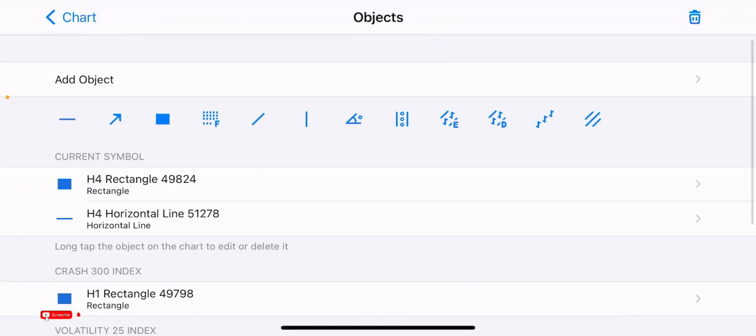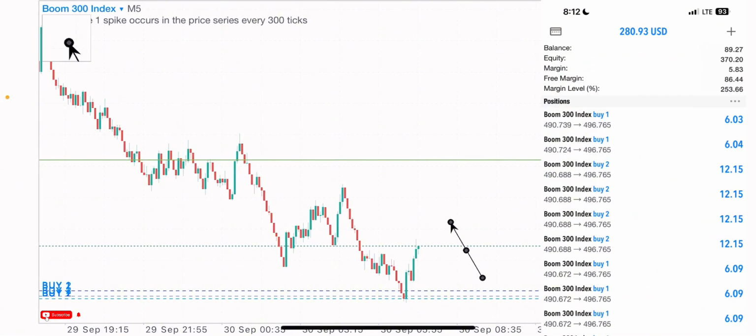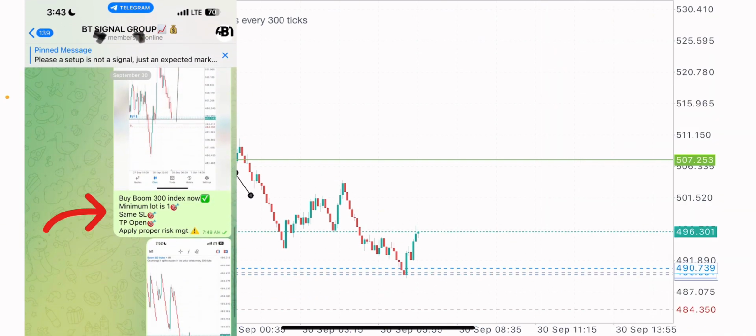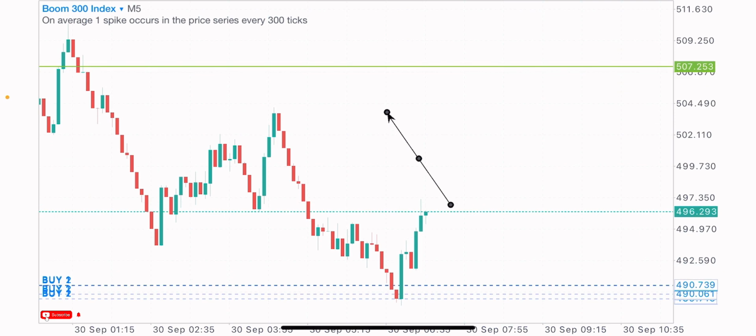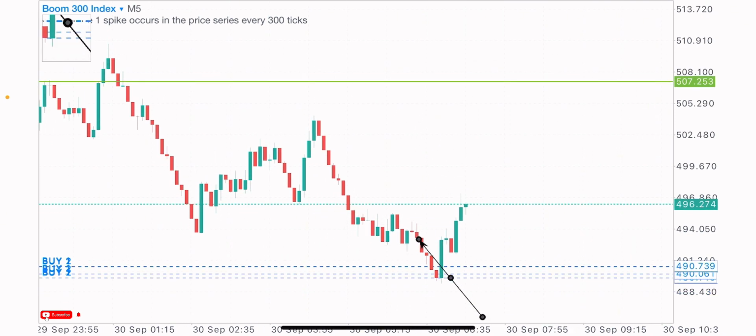Hey guys, I took this buy trade on Boom 300 index and it's moving in good profit. The signal was shared basically, so I was able to see this trade opportunity. I would say this is a sniper entry. You see where we got our buys from, right?